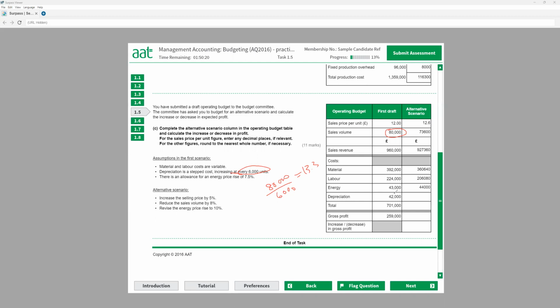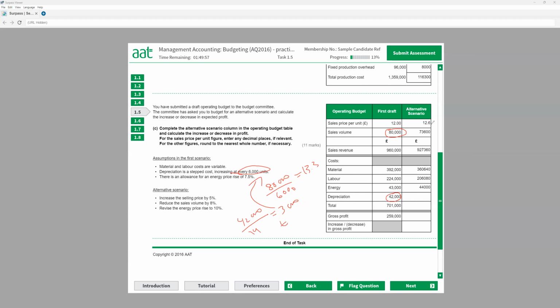So how much is the depreciation? 42,000 for how many steps? For 13. Actually 14. 13.3 means 14. 42,000 divided by 14 gives me 3,000. So the step cost is 3,000 for every 6,000 units.